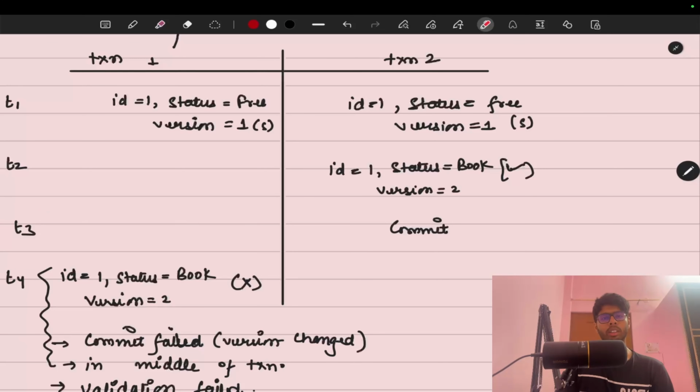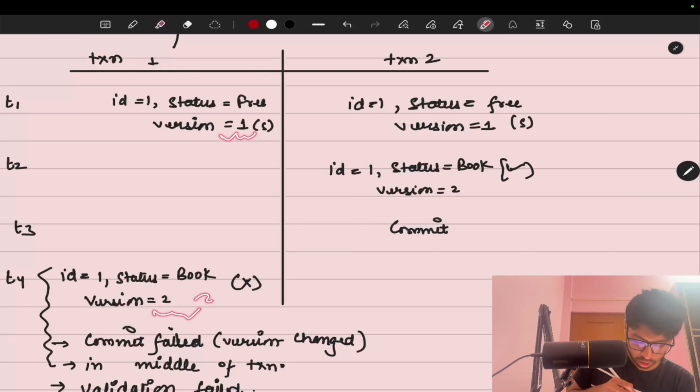Now what will happen? In transaction T1, if we again make a read call, what are we getting? We are getting the version equals to 2. This time we will say we cannot commit this transaction because we are getting different data, because the version has changed. Previously the version was 1, this time the version is 2. Hence we reach the problem of dirty read.